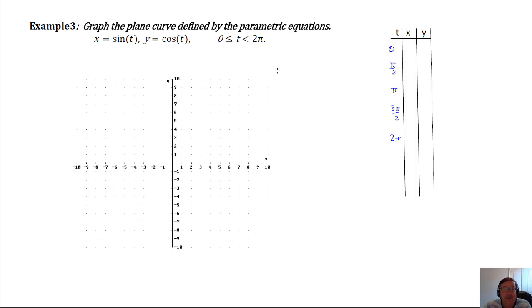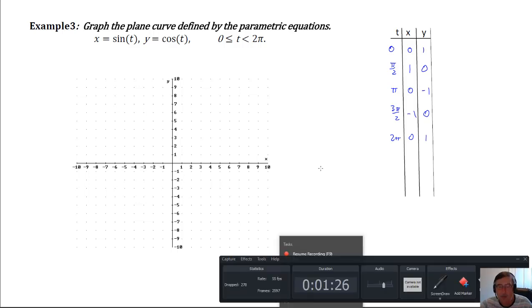Now let's see how well you know your circle. When t is 0, the sine of t, x, is 0, and the cosine of t, y, would be 1. At pi over 2, the sine is 1, the cosine goes to 0. At pi, the sine is 0, the cosine of pi is -1. Now I know you're following along and popping those in as quickly as I am. At 3 pi over 2, the sine is -1 and the cosine goes to 0. And back at 2 pi, we'll be back to 0 and 1 again. All right, so let's go ahead and plot these and see what happens.